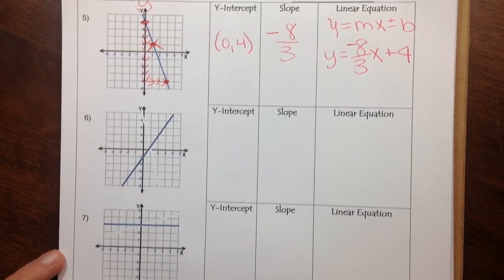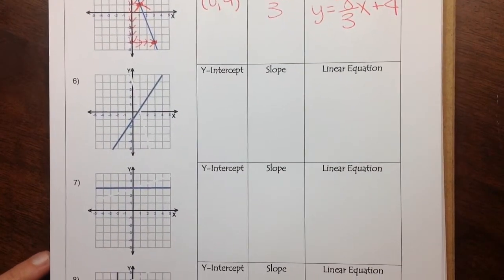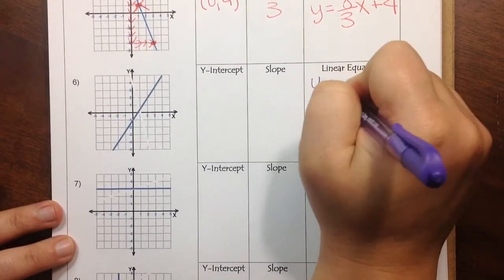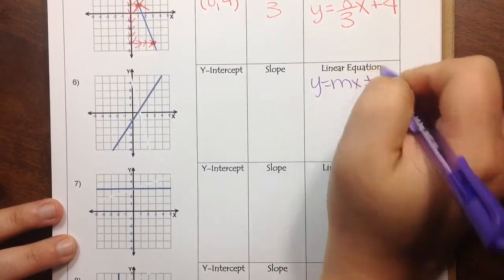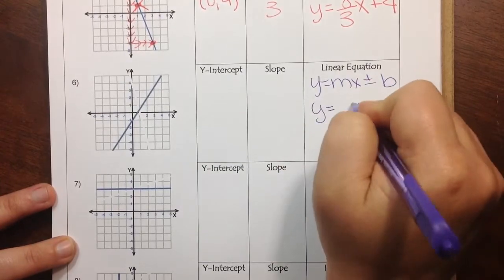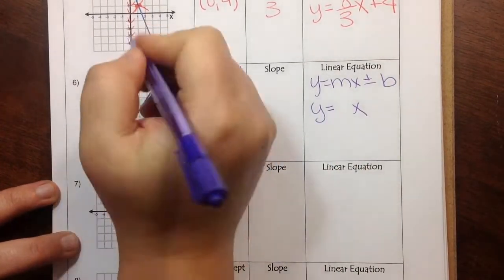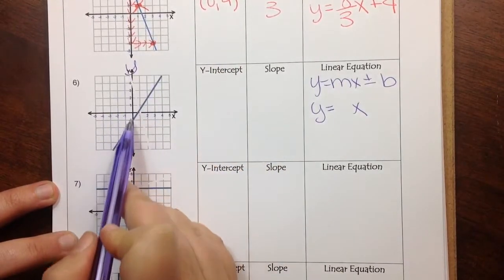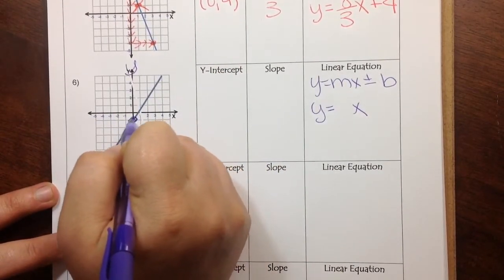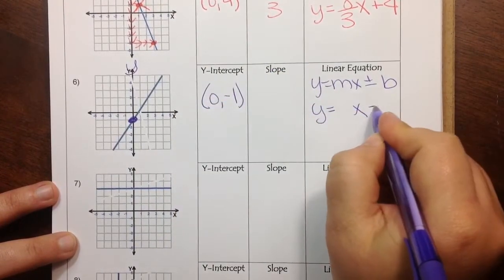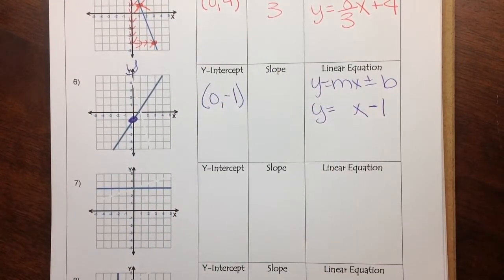All right, number 6, let's look at this one. Same thing again. Y equals mx plus or minus b. Y stays, equal stays, x stays. B says, let's go find the ball. So we trace the y-axis. There it is, at a negative 1. So now my y-intercept is (0, -1). So the ball would be on the negative 1-yard line.